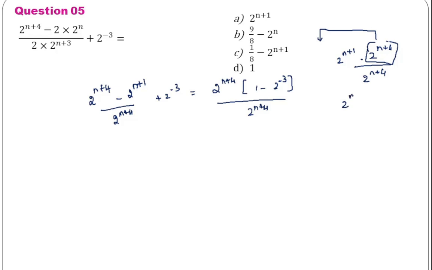Now we have 2 power n plus 1 divided by 2 power n plus 4. Then 2 power n plus 1 minus n minus 4 using the power rule. The n minus n cancel and the power is negative 3. So 2 power n plus 1 and 2 power n plus 1 cancel each other, and the n plus 4 cancel each other. We get 1 minus 2 power minus 3 as the first term, and the second term is 2 power minus 3. Negative 2 power minus 3 and positive 2 power minus 3 cancel each other. So the answer is 1.